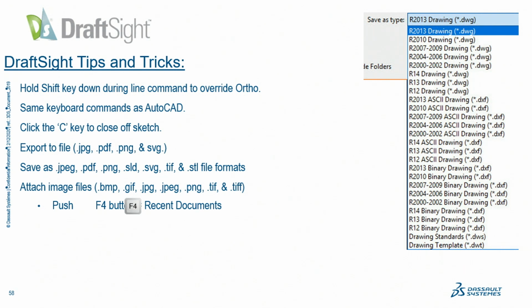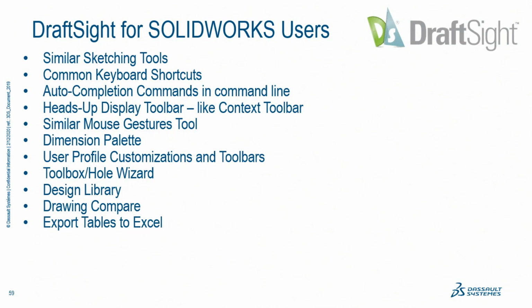There's a couple more that I missed on that slide, Chad, I think. There's 17 and 18 is not in there, but then also we can attach images from a BMP, a bitmap, all the way to a TIFF, and then F4 for recent documents, which I have in there twice. No, I don't. That was on the other slide previously. I bet. So yeah, let me see here. DraftSight for SolidWorks users. Any questions first before I jump into this?